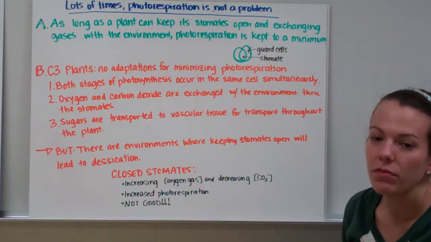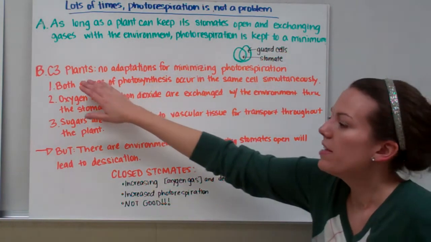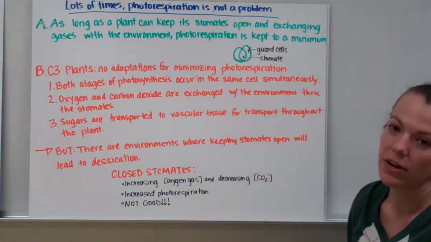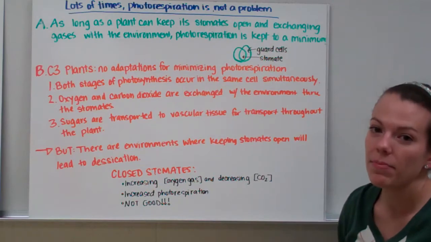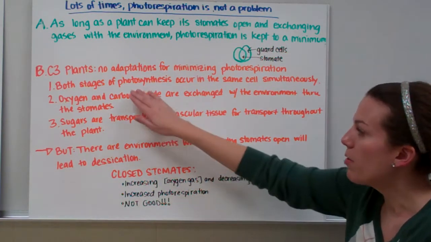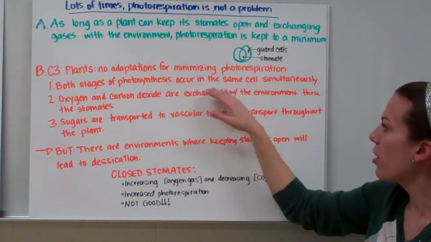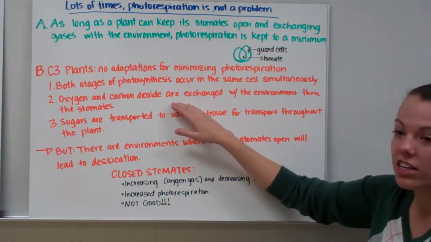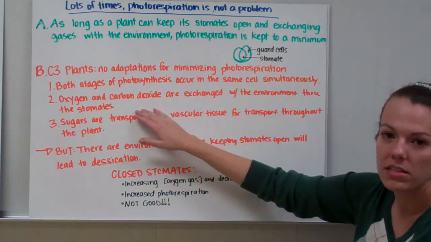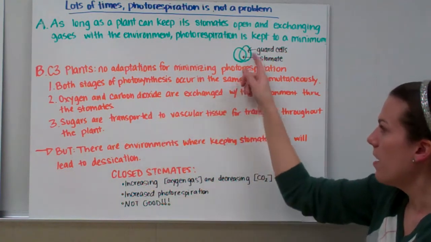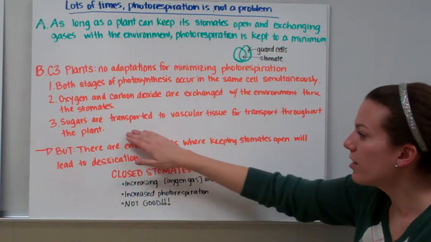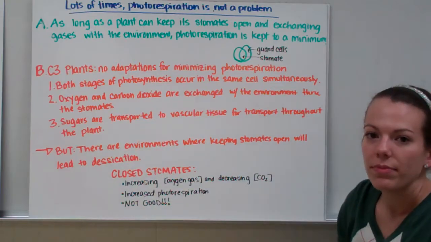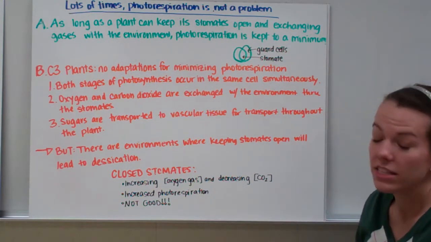problem with photorespiration. We have these plants called C3 plants that have no adaptations for minimizing photorespiration. They live in environments where they can keep their stomates open. Both stages of photosynthesis for these plants occur in the same cell simultaneously. Oxygen and carbon dioxide are exchanged with the environment through the stomates pretty much at all times. And sugars are going to be transported to the vascular tissue throughout the plant. So we have our C4 or C3 plants.